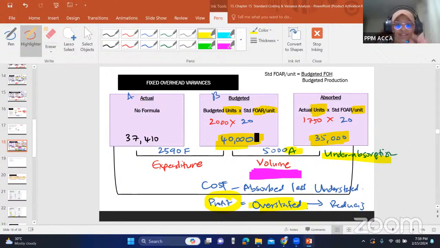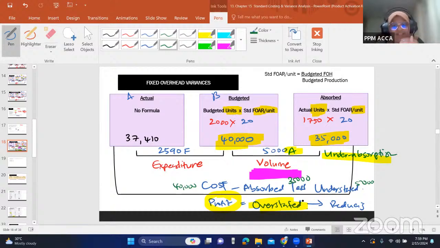I was supposed to recognize 40,000 as a cost. I recognized only 35,000. So that means the cost figure is understated by 5,000. Cost is 5,000 less than what it should be. If a cost is less, then the profit that you calculated using that cost is more by 5,000. So when I make corrections for this overstatement of profit, I will actually reduce my profit by 5,000. Only then I have corrected the problem.